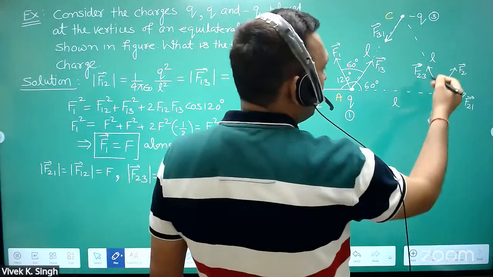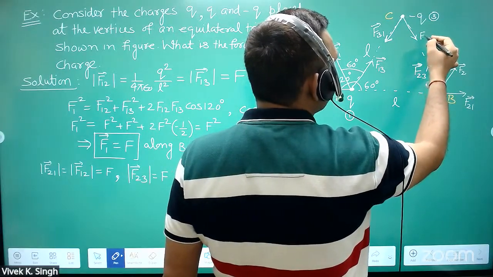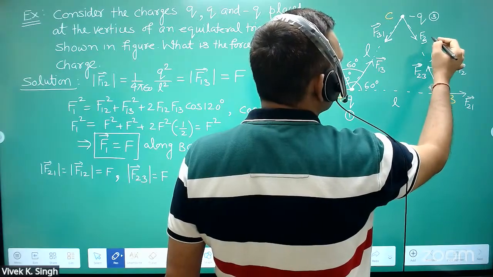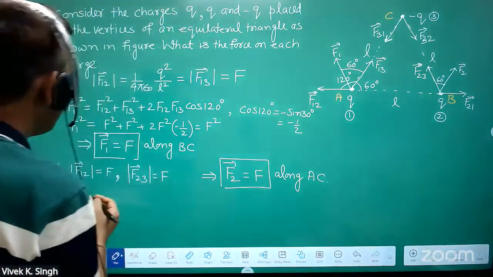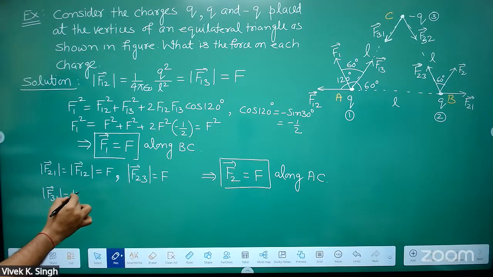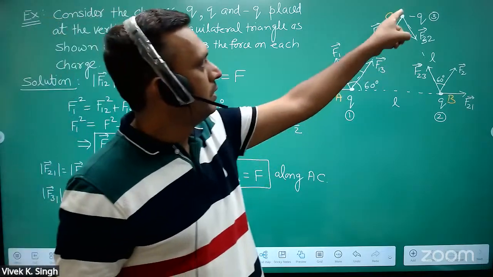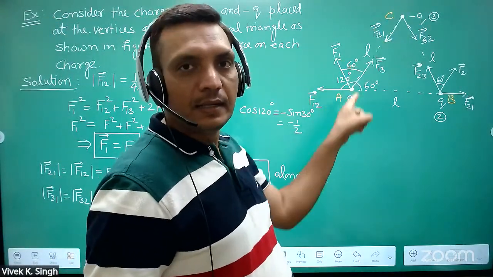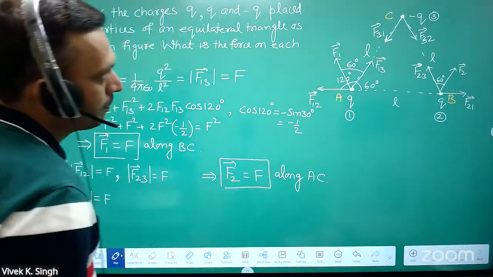और इसके कारण क्या हो जाएगा, ये F32. So again, magnitude of F31 is same as magnitude of F32, और ये भी F के बराबर होगा क्योंकि ये वैल्यू चेंज नहीं हो रहा है, Q square and distance is L square. So this magnitude is also same.